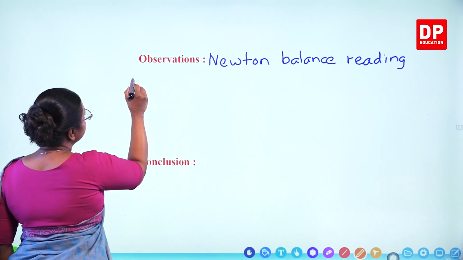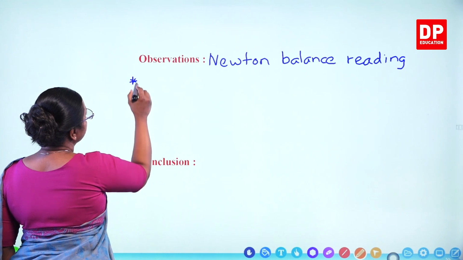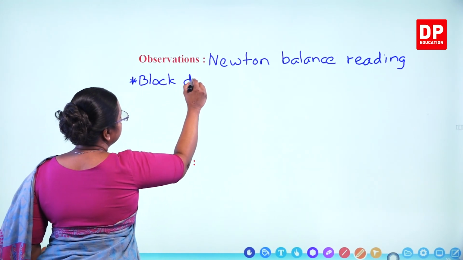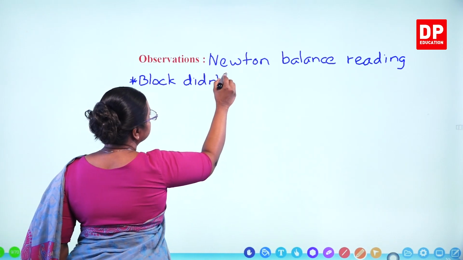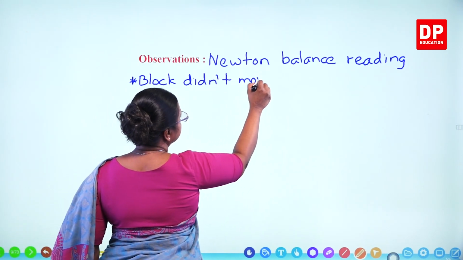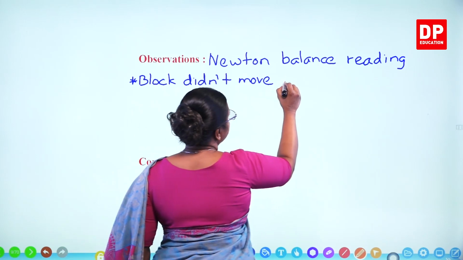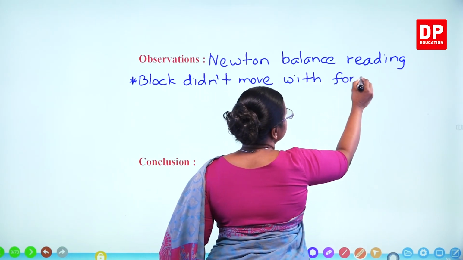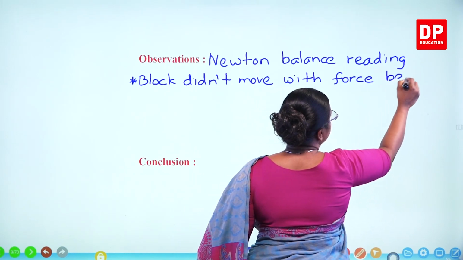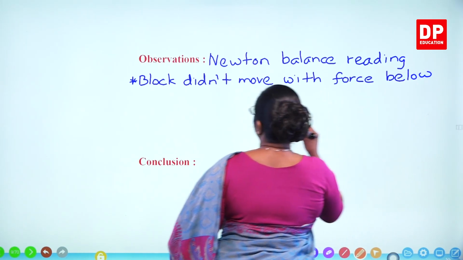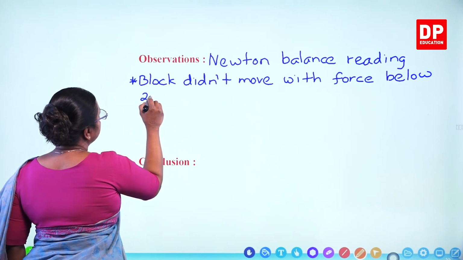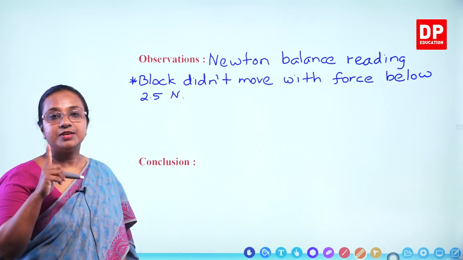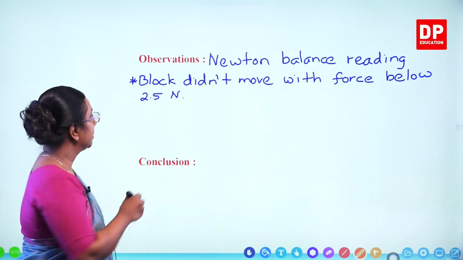So what was the first observation? The block didn't move with force below 2.5 Newton. That was the first observation.